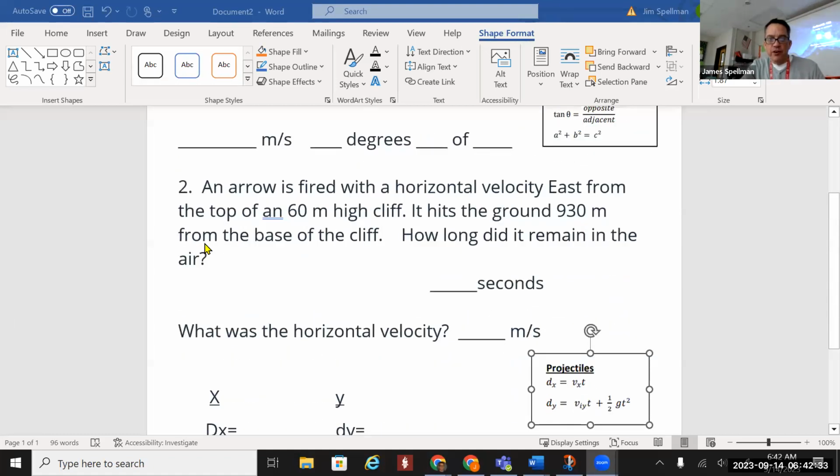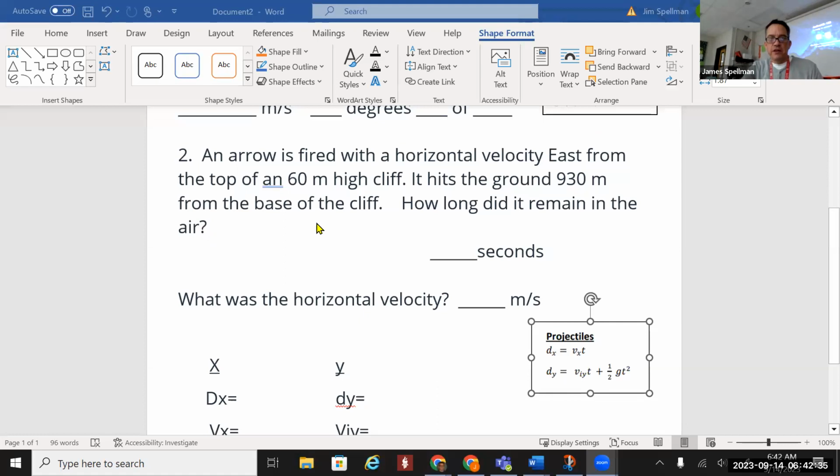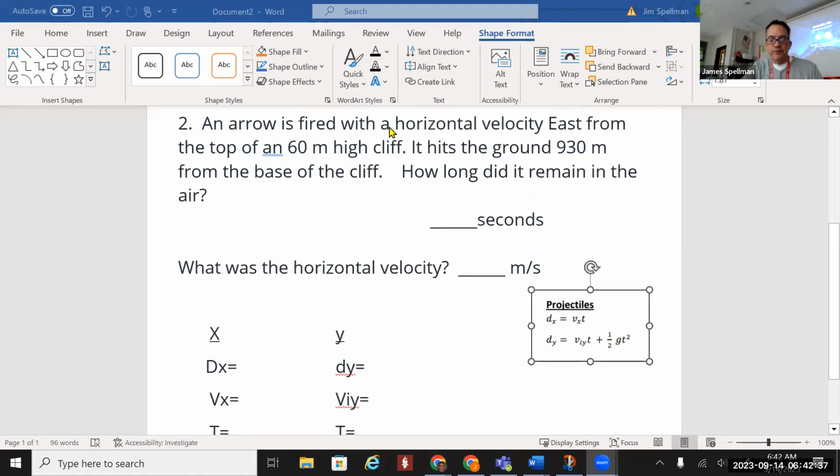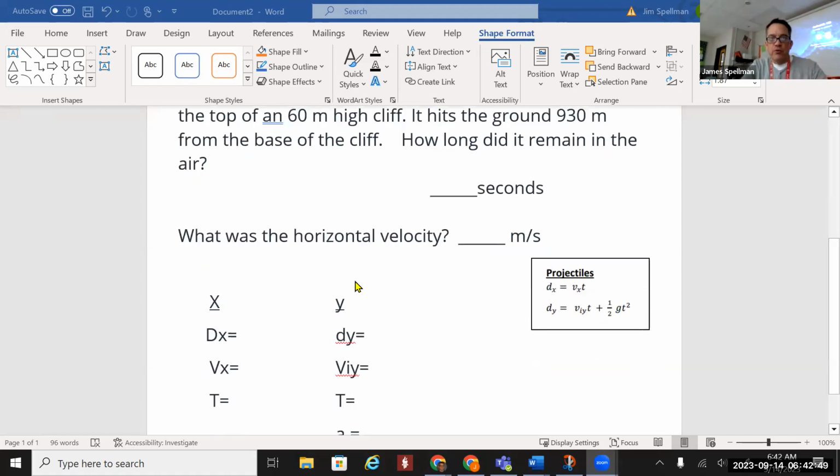So we've got an arrow being fired with a horizontal velocity east from the top of a cliff that's 60 meters high, hits the ground, blah, blah, blah. How long did it remain in the air, and what was the horizontal velocity? This is one where we need to break things apart into the X and into the Y and figure out what we've got and what we don't have. So the cliff is 60 meters high. That means, remember, the X is side to side, Y is up and down.